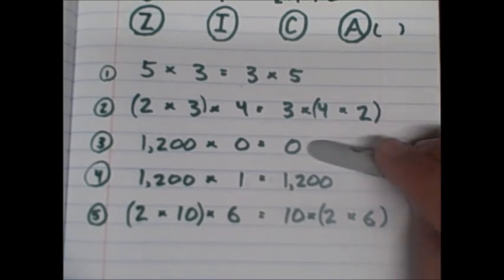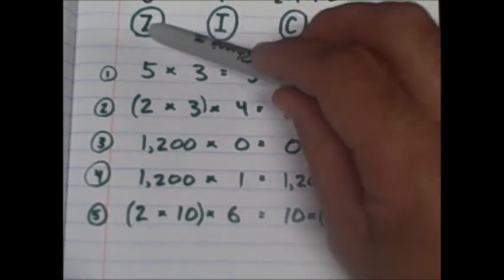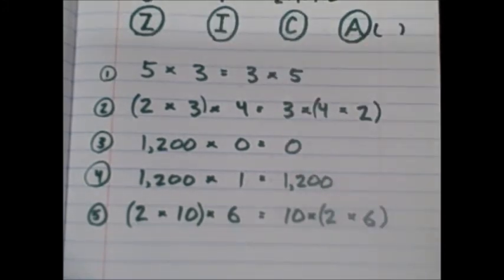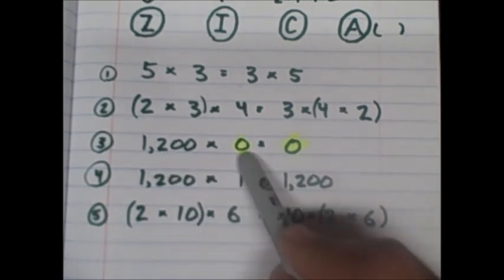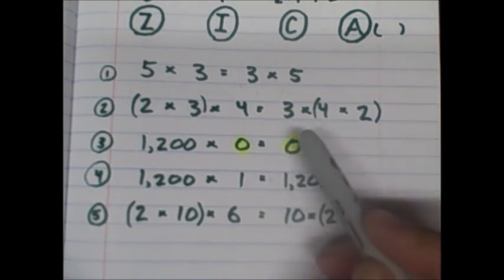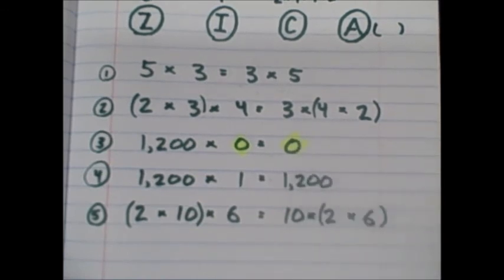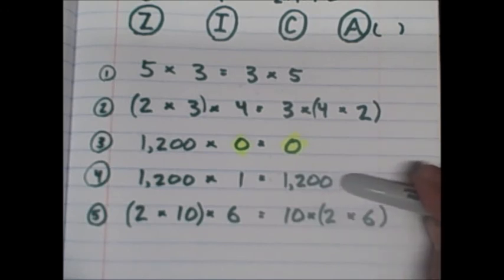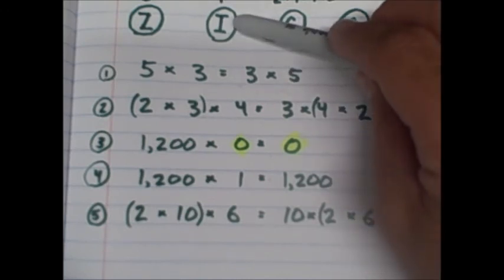Number 3, 1,200 times nothing equals nothing. Clearly, that is an example of the zero property of multiplication. Because we are winding up with a product of 0, we have no groups of 1,200, or we have 1,200 groups of nothing, still equals nothing. Zero property. Look for that 0. Number 4, 1,200 times 1 equals 1,200. That is the identity property of multiplication.